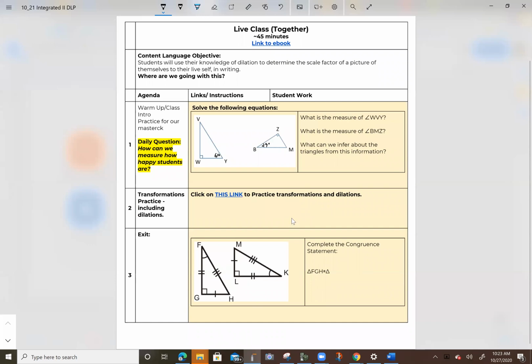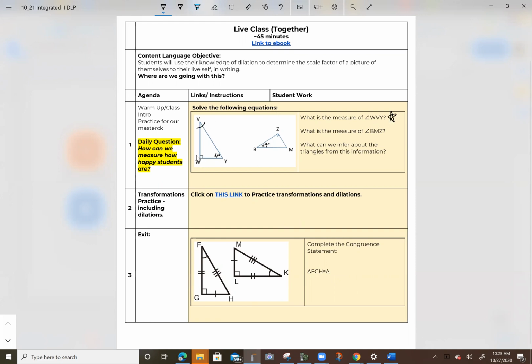So today, if you have not finished that, you had a chance to work on it. And if you have, just follow me through this. So first of all, let's do the warm up. What is the measure of angle WVY?